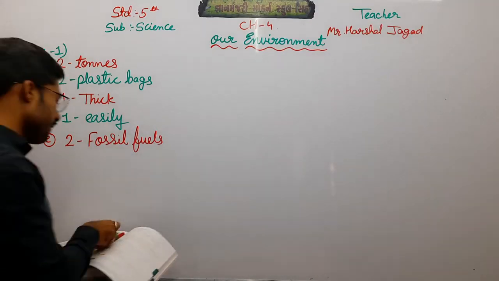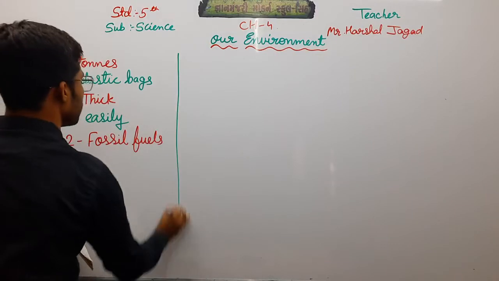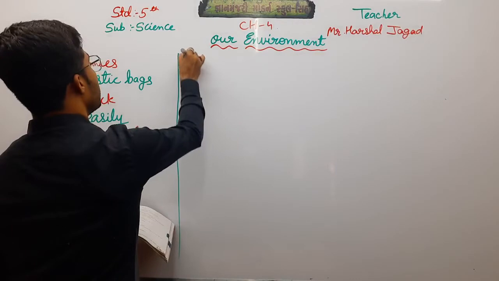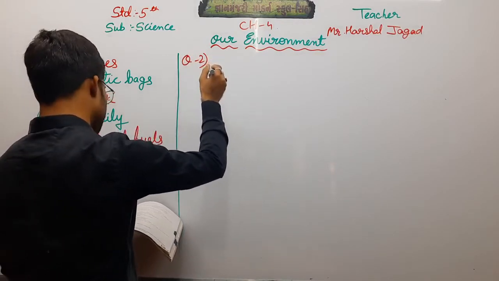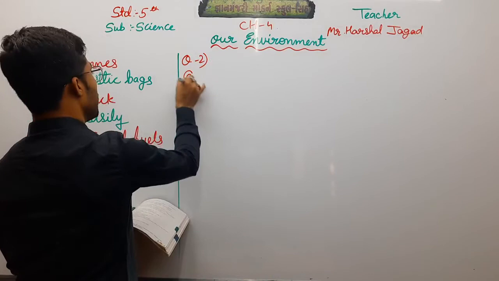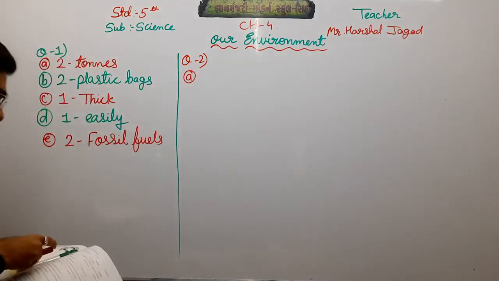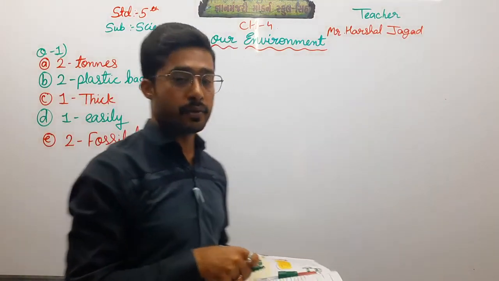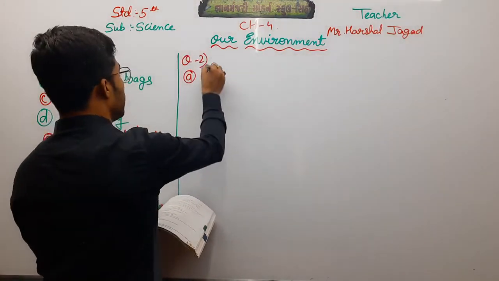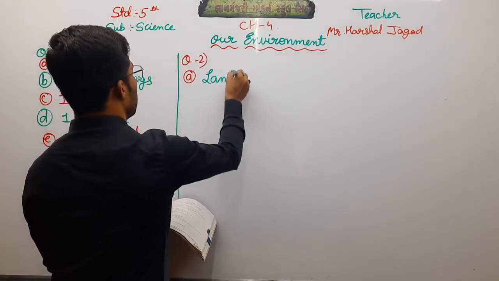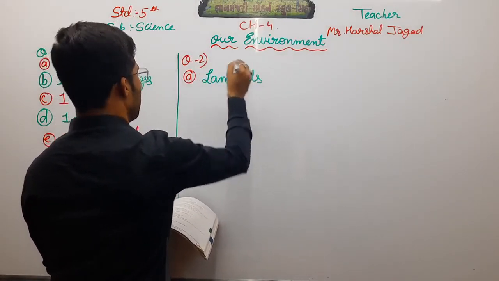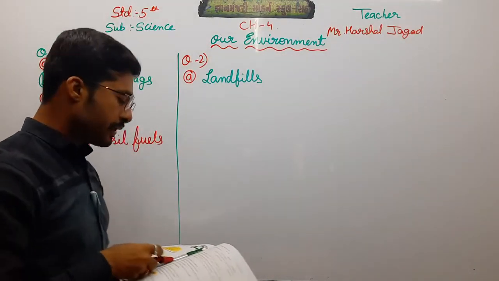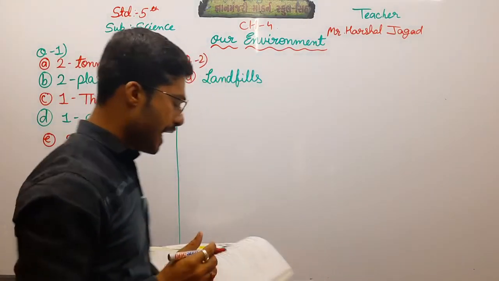Now here question number 2, fill in the blanks. In that, A: garbage is usually carried to dash outside the city. So it will be landfills. B: biogas units have specially designed dash.